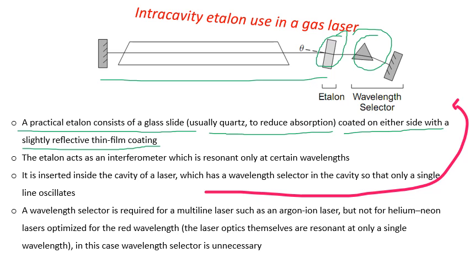In the second point here, the etalon acts as an interferometer, which is resonant only at certain wavelengths. As I explained before, it is resonant only at a certain wavelength. That will depend on its thickness and on its coating.